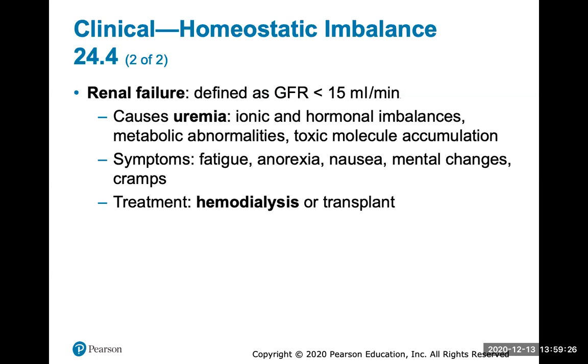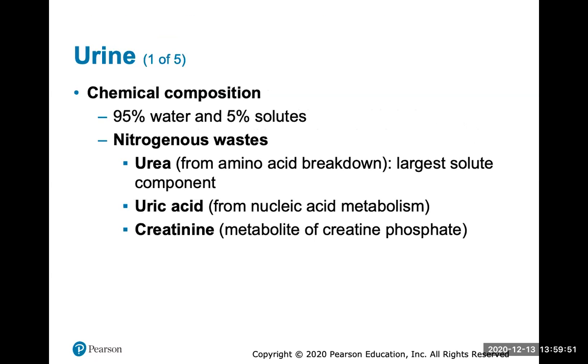Renal failure is when the glomerular filtration rate is less than 15 milliliters per minute. It causes uremia, which is an ionic and hormonal imbalance, metabolic abnormalities, and toxic molecular accumulation. Symptoms of this can be fatigue, anorexia, nausea, mental changes, and cramps. A treatment is hemodialysis, several times a week, or a kidney transplant.